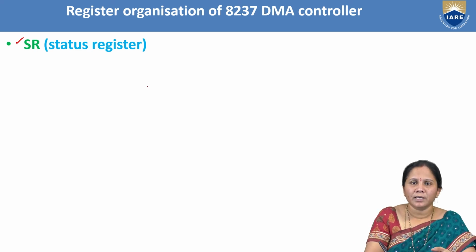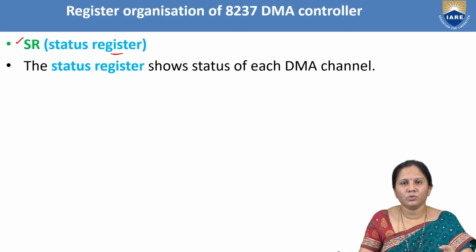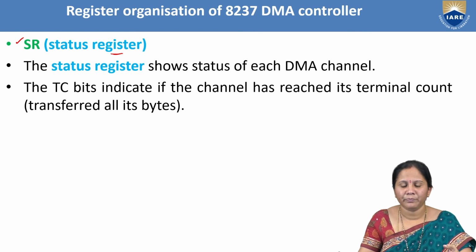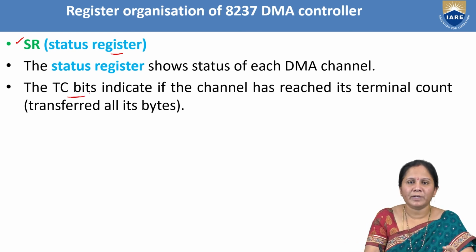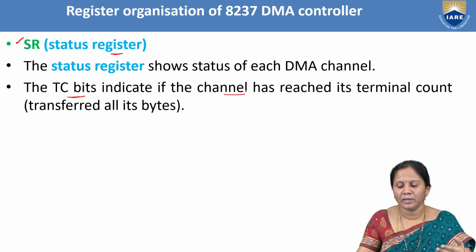And the next register is SR. So SR represents the status register. So this register is used to know the status of the DMA controller, that is the 8237 DMA controller. Each channel status can be known. So here the TC bits. TC represents terminal count. So this bit indicates the channel has reached its terminal count condition. If this TC bit is set, it indicates all the DMA cycles have been completed. So here this terminal count bit should be initialized before the DMA operation starts.